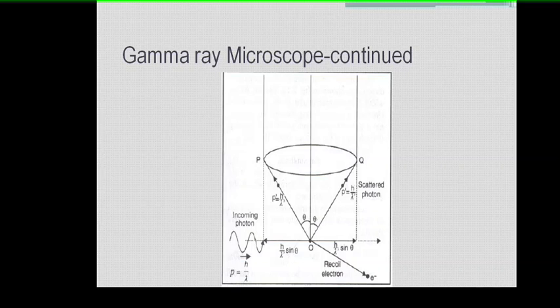The image of the electron formed by the microscope will be an interference pattern which consists of a central bright disk surrounded by alternate dark and bright fringes. Since the position of the electron may be anywhere within the central bright disk, the uncertainty in the position of the electron is the diameter of the central disk.